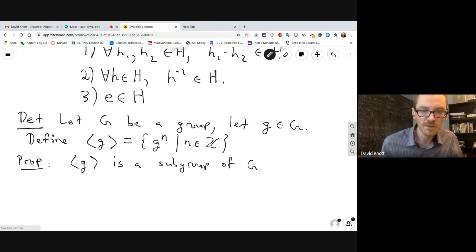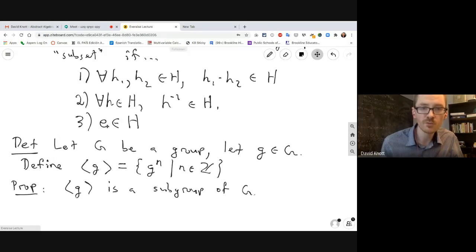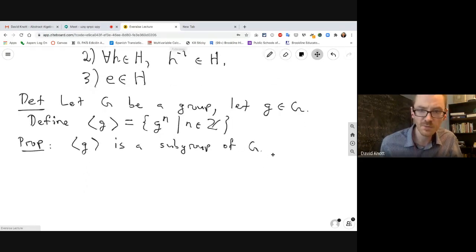In order to verify that this thing is a subgroup, what do you have to do? Well, you've just got to go and make sure that this set that I've written down satisfies the three subgroup properties. Is this thing closed under the group operation? Yeah. Is it closed under inverses? Yeah. And is the identity element in there? Yeah, because g to the 0 would be the identity element, so that's in there. So I'll skip the proof there. You can write it down yourself if you like.